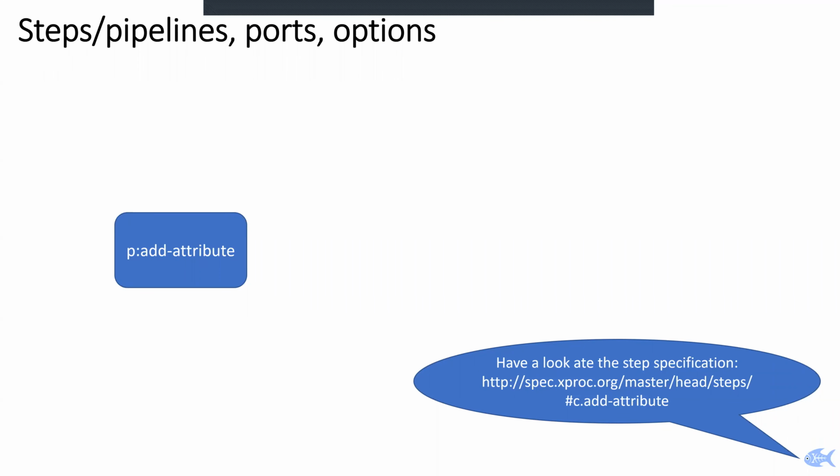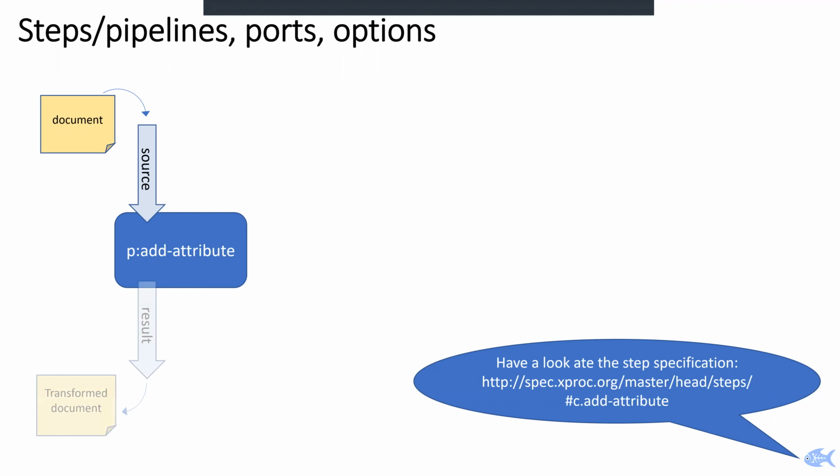The first thing is that it has ports, and ports are the things the documents flow in and out through. This thing has a port that's called source, and that's where the input document, which in this case must be XML, flows in. It also has a port called result, through which the document with the added attribute flows out. And to make it more complete, it also has options.